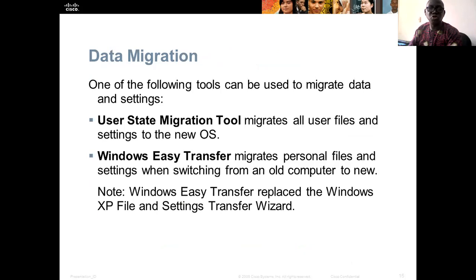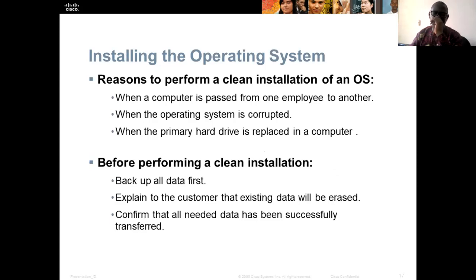Now, there are data migration tools provided if you want to do an upgrade. We have User State Migration Tool, which can migrate all user files and settings to the new operating system. We have Windows Easy Transfer to migrate your personal files and settings when switching from an old computer to the new. These are from the early days of Windows XP and all that. They also should be available in the new Windows versions, Windows 7, Windows 8, and Windows 10.